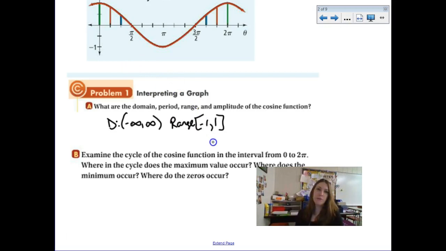But in general, the range goes from the minimum to the maximum, which is exactly what range means, so that makes sense. The period for this particular cosine graph, if I say it starts here and then it ends here, has a period of 2 pi. And the amplitude is the power of the wave, so the distance from the middle line to the upper line, which looks like it's a 1.